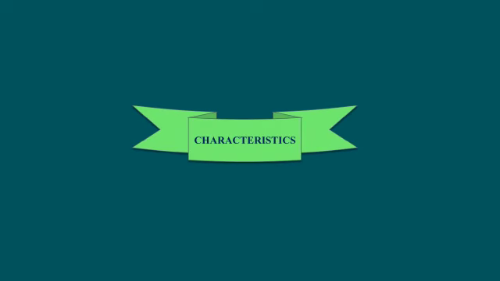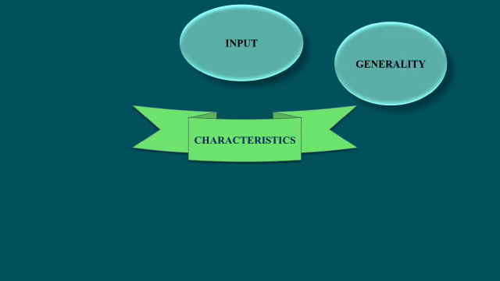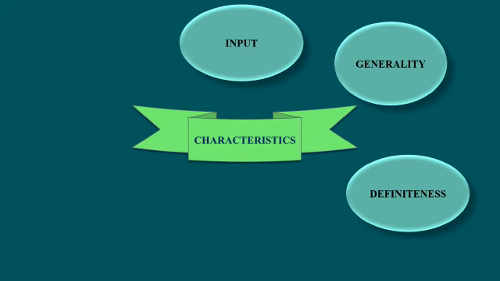Then let us know what are the characteristics of an algorithm. Input. An algorithm should have 0 or more well-defined inputs. It receives only inputs. Generality. An algorithm solves all problems of a certain type. It works on a set of inputs. Definiteness. Each instruction should be written in a simple and precise manner so that everyone can understand.